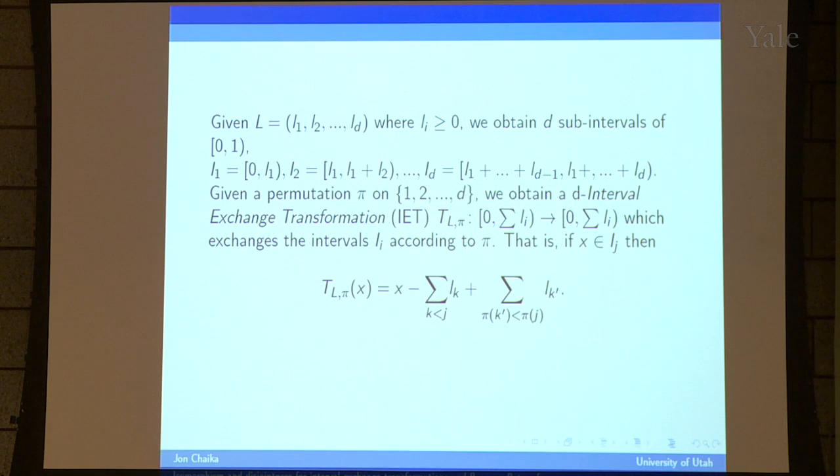It's not hard to see from this that if x was in the second interval, you would subtract off the first interval. The only thing less than 2 is 1. And then you'd add to it what's sent before it, the 3. So, because 2 gets sent to 2, 3 gets sent to 1.